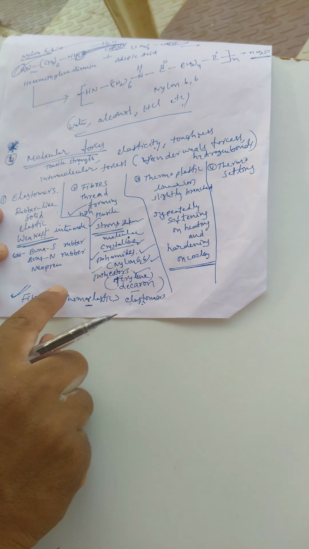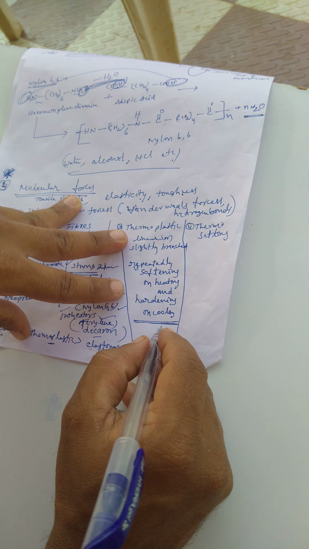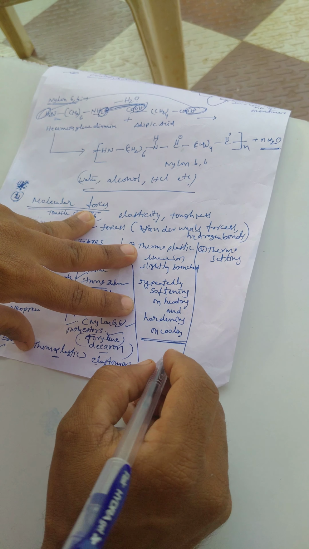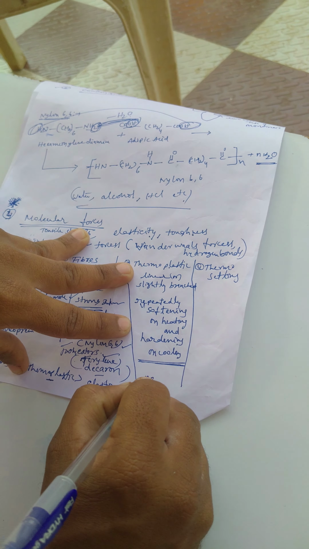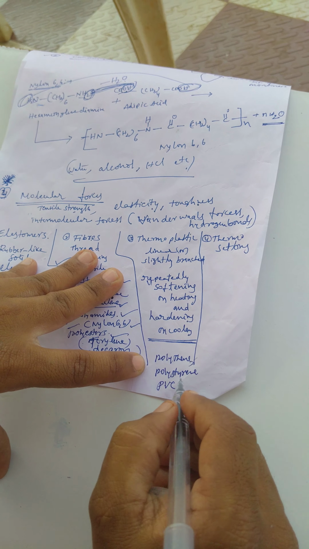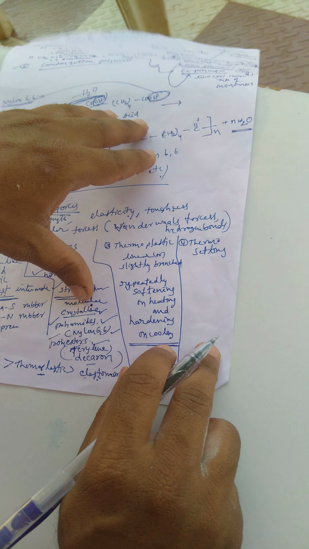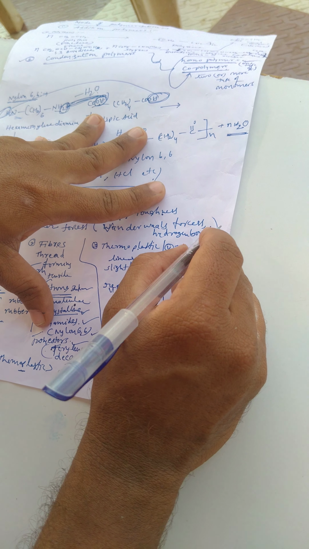What are the examples for thermoplastic polymers? Polythene, polystyrene, polythene bags, polystyrene, PVC pipes, all come under this category. Polythene, polystyrene, PVC, etc. Last category, thermosetting polymers.